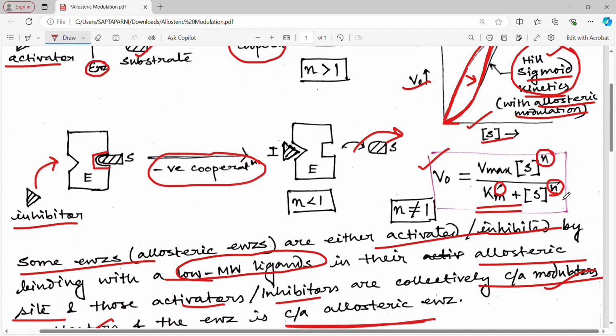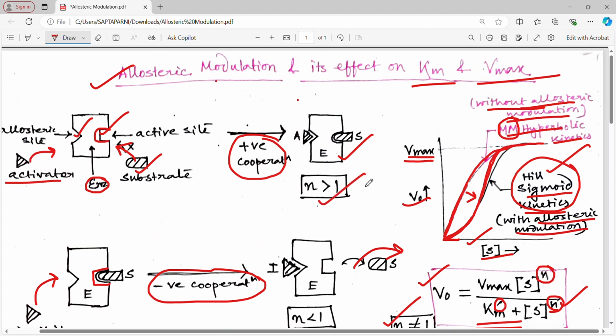And n represents the number of substrate binding sites, active sites or allosteric sites, and the type and strength of reaction there. Always remember that n cannot be 1. If n equals 1, that means no allosterism is present there. n can be greater than 1, that means more than one active site or allosteric sites are present where activators can bind, and n greater than 1 is shown only in case of positive cooperation where activators bind to the allosteric site.